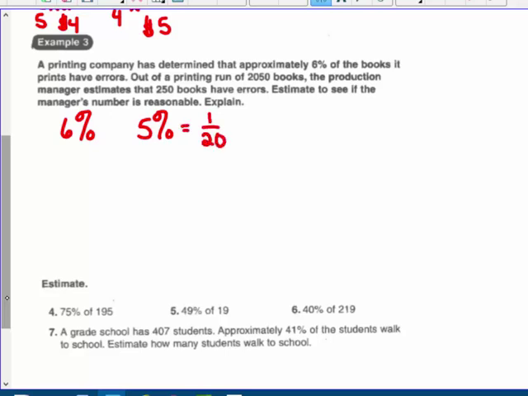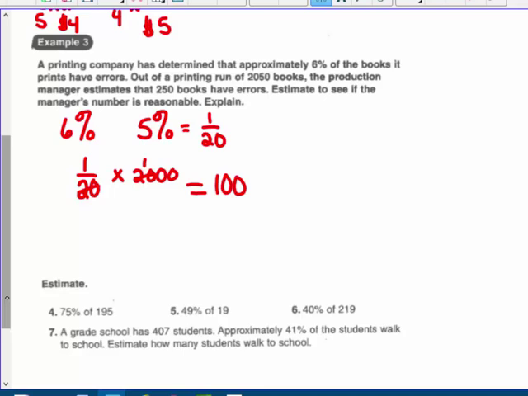So 2,050 books, I'm going to go down to 2,000 because that's a compatible number with 20, right? So 1/20th of 2,000, well, I know that 20 goes in there. So 20 goes into the 20 here, 1 plus those 2 zeros would be 100. I would get that there would be about 100 books that would have errors in it.